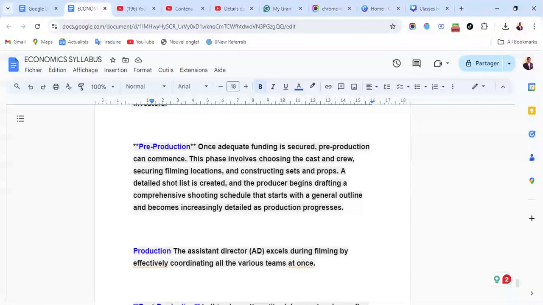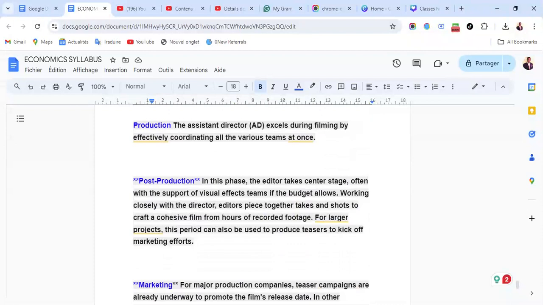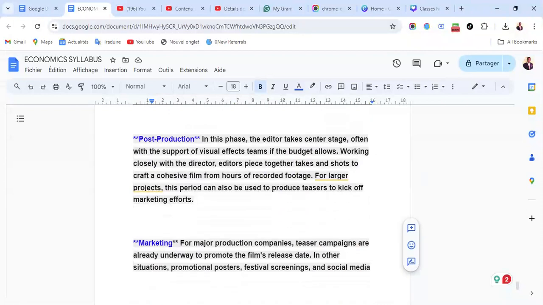The next stage is production. The assistant director excels during filming by effectively coordinating all the various teams at once. Then post production. In this phase, the editor takes center stage, often with the support of visual effects teams if the budget allows. Working closely with the director, editors piece together takes and shots to create a cohesive film from hours of recorded footage. For larger projects, this period can also be used to produce teasers to kick off marketing efforts.